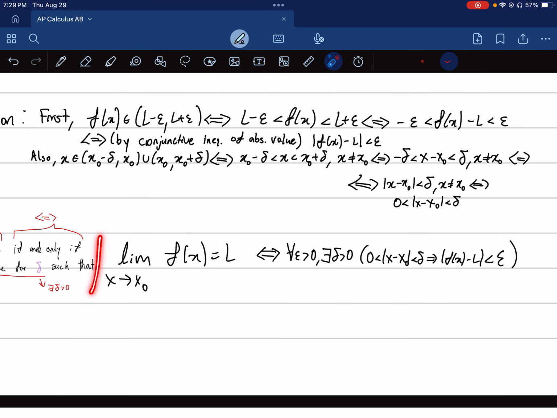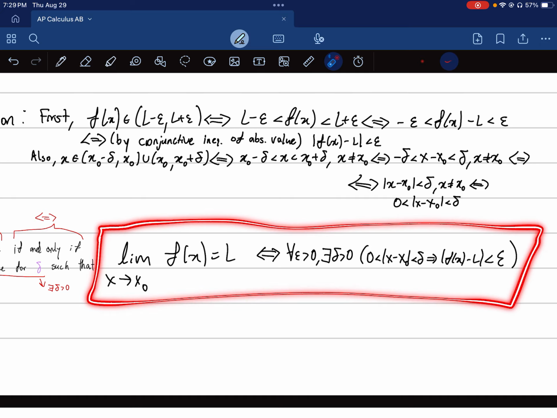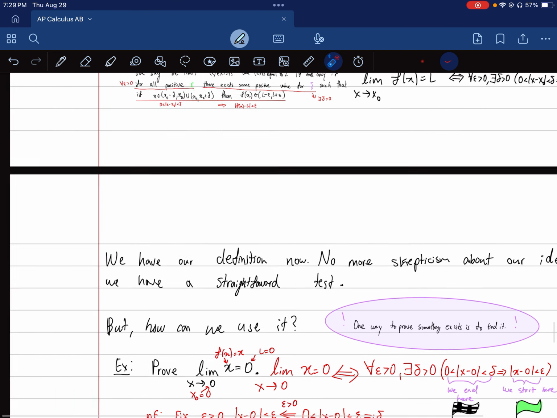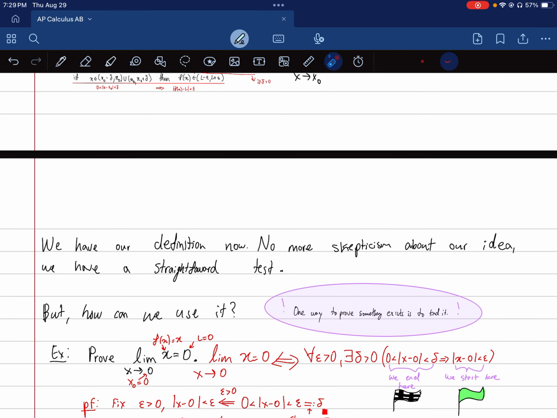We have figured it out. Now, if they ask us, well, how do you really define a limit? Skeptics, no more. We have a definition now. No more skepticism about our idea. We have a straightforward test for a limit, 100% definitively. But how can we actually use it? Because while it's great to have that, how can we actually prove stuff?